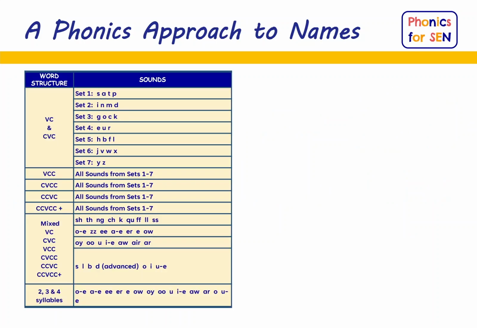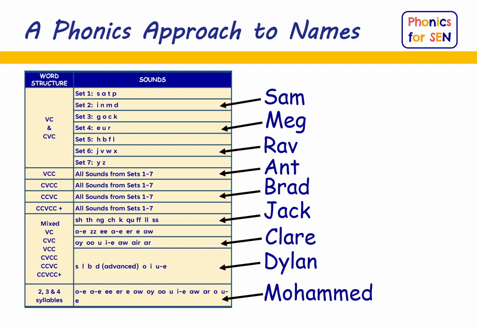The starting point is for teachers and teaching assistants to have a really good awareness of the alphabetic code and the order the sounds are taught in the programme. Have a look at these common names. You can see the point in the programme at which the children have learnt all the phonics they need to read and spell their name. Sam and Meg are okay, but Dylan and Mohammed potentially have to wait a long time before they know everything about their names. Realistically, we can't delay teaching some children while we wait for them to be up to speed. They need to know how to read and spell their names as soon as possible.